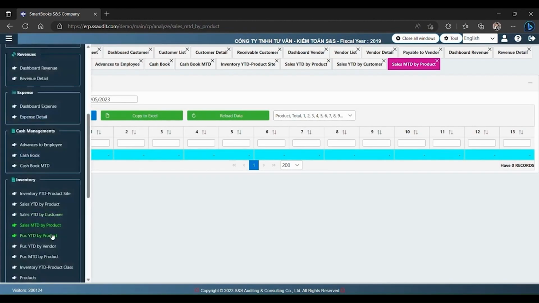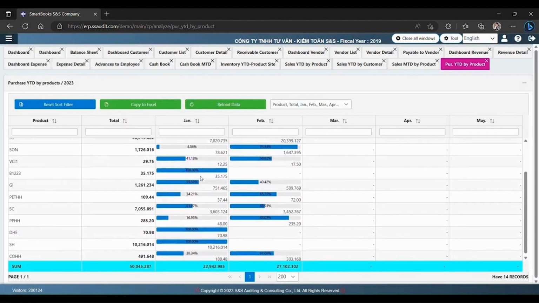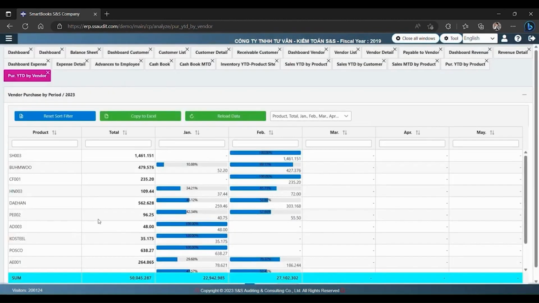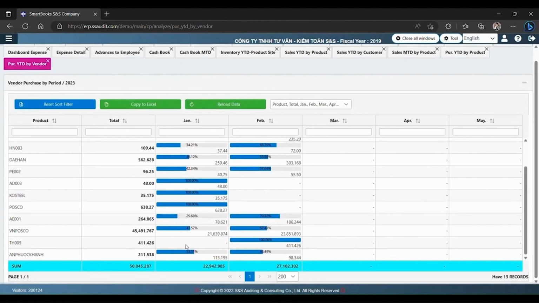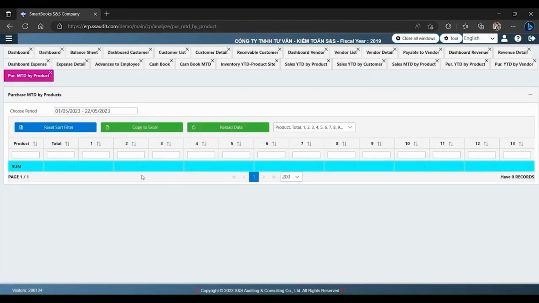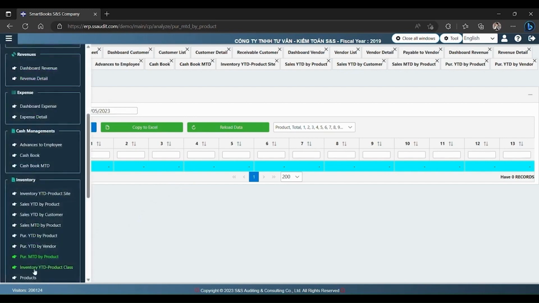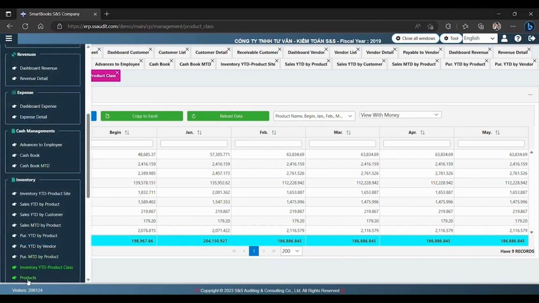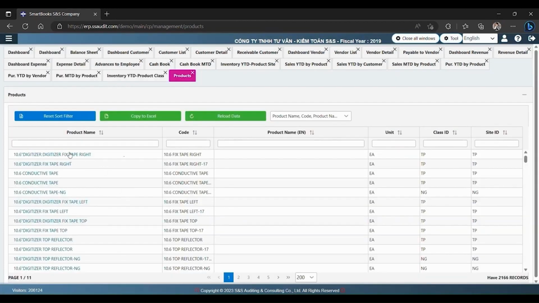Purchase year to date by product. Purchase year to date by vendor. Purchase month to date by product. Inventory year to date by product and class. Product information. We can click on product name for detail.